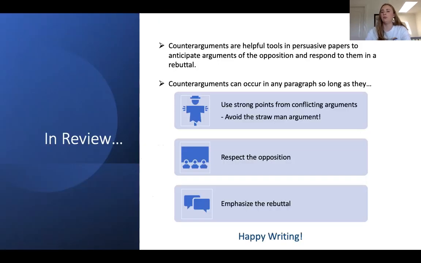Counterarguments are helpful tools in persuasive essays to help anticipate arguments of the opposition and respond to them in a rebuttal. Keep in mind what we discussed: counterarguments can occur in any paragraph so long as they use strong points from the conflicting arguments. So always avoid that straw man argument, and pick a stronger point. Second, respect the opposition, and finally, emphasize the rebuttal. The main purpose of this paragraph is to strengthen your own main claim, so focus on your rebuttal and what you want to say in this paragraph.